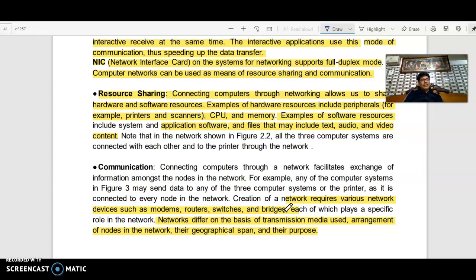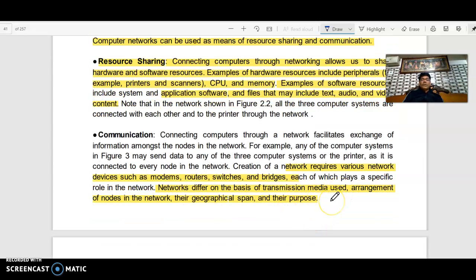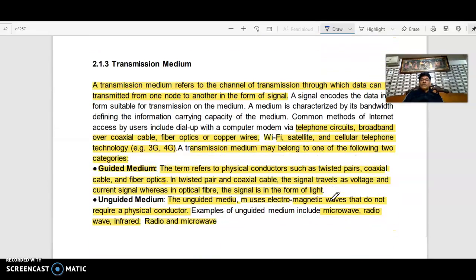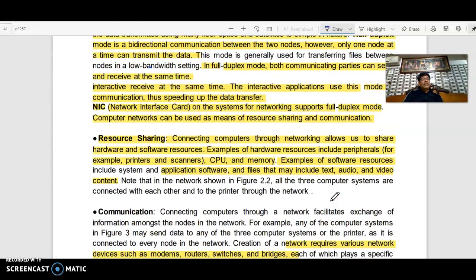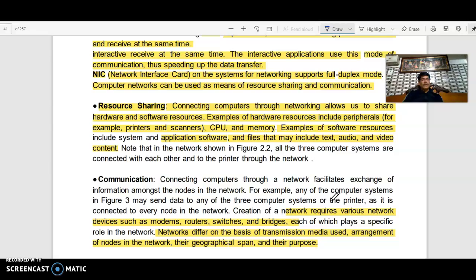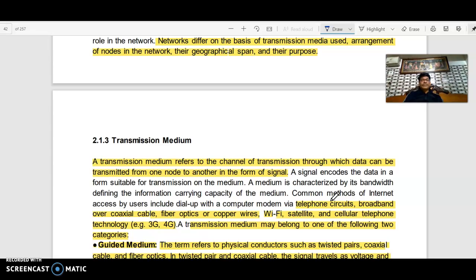Though we need not understand all the things in a day, today at least we are going to understand the various devices which are involved in the networking system. Along with the devices, we will be discussing the communication media as well. So let me go to the communication media, which is called transmission medium.